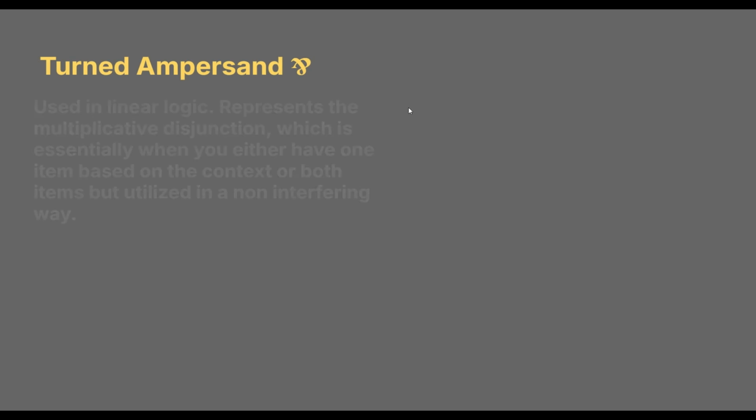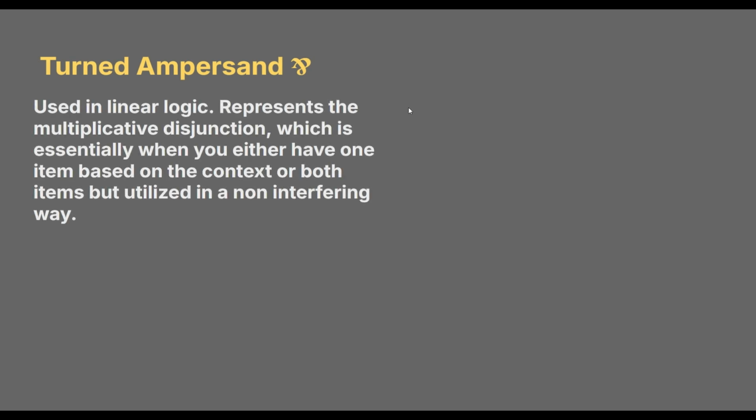Turned ampersand is used in linear logic. It represents a multiplicative disjunction, which is essentially when you either have one item based on the context or both items, but utilized in a non-interfering way.